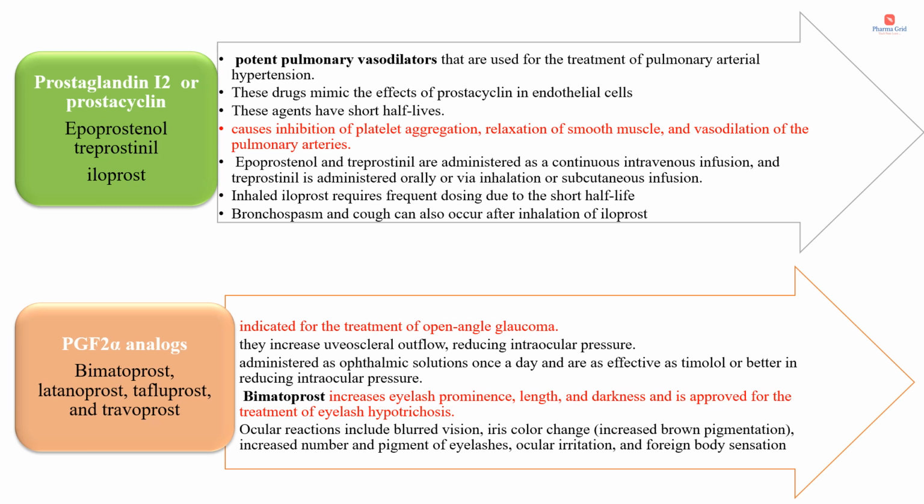Then one more important point is that bimatoprost increases the eyelash prominence, length and darkness, and it is approved for the treatment of eyelash hypotrichosis. So the drug that can be used for the treatment of eyelash hypotrichosis is bimatoprost, which is a prostaglandin F2 alpha analog. Then ocular reactions include blurred vision, iris color change, that is increased brown pigmentation, increased number and pigment of eyelashes, ocular irritation, and foreign body sensation can occur.